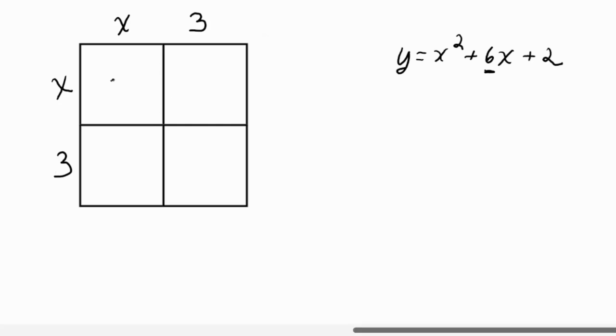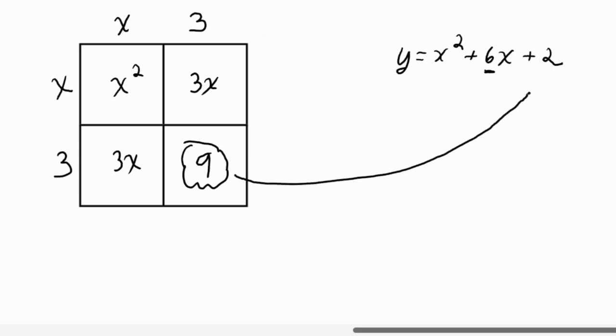We have x times x is x squared. We have 3 times x is 3x, and 3 times x again is 3x. And 3 times 3 is 9. So we're looking at this 9. Now all we want to do is take the 9 and subtract it from the 2, and we get negative 7.